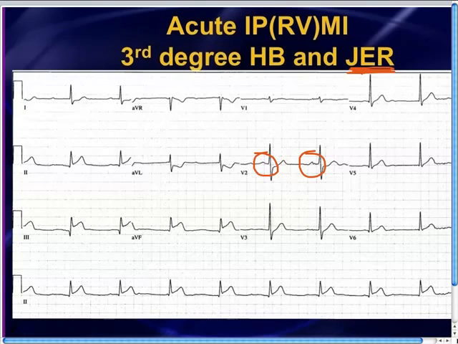But we know better. You've got to really scrutinize all of the leads, especially your money leads V1 and 2, when you really want to know what the atrium is doing. And when you do that, you realize that this is a third-degree heart block, not just some benign rhythm.